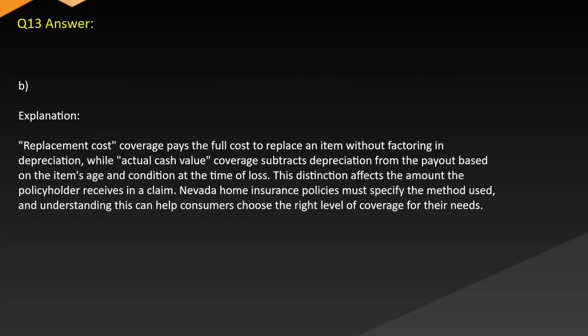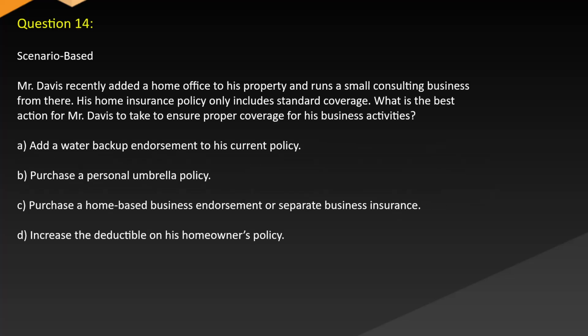Answer. B. Explanation. Replacement cost coverage pays the full cost to replace an item without factoring in depreciation, while actual cash value coverage subtracts depreciation from the payout based on the item's age and condition at the time of loss. This distinction affects the amount the policyholder receives in a claim. Nevada home insurance policies must specify the method used, and understanding this can help consumers choose the right level of coverage for their needs.